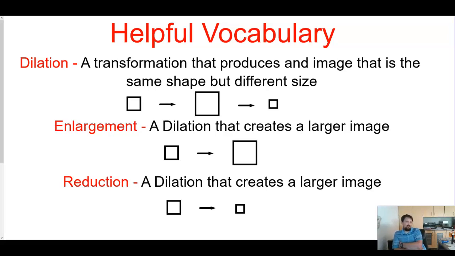Next we have an enlargement, which is a dilation that creates a larger image. So it takes something that is a normal size and makes it bigger. And then we have a reduction, which is a dilation that creates a smaller image. So it takes an image and makes it smaller. Okay, so if you need to pause the video to write those down, go ahead and do that.